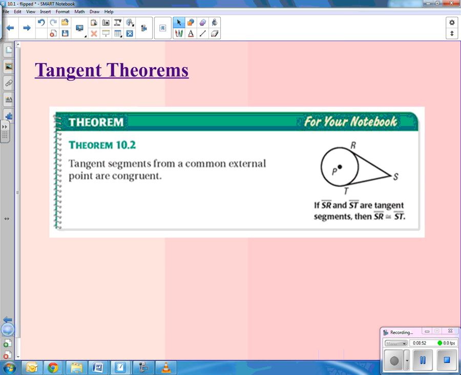Second theorem that we have in this section, 10.2, again, pause the video to copy it down. If we have tangent segments that both come from the same point outside of the circle, we call them external points, those tangents are going to be congruent. If you look at the diagram, I have tangent SR and tangent ST. Both of those started at point S, and because of that, it makes them the same exact length. So SR and ST would be congruent.